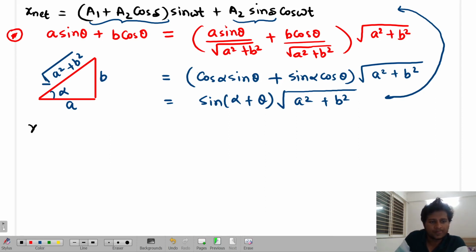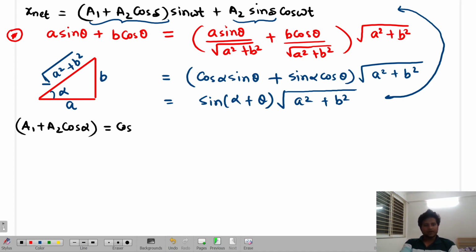Look over here how I'm comparing. So for x net, what I'm doing is putting a1 plus a2 cos delta as cos phi, and a2 sin delta as sin phi. So if I compare that with this kind of relation, then I'll get the x net.